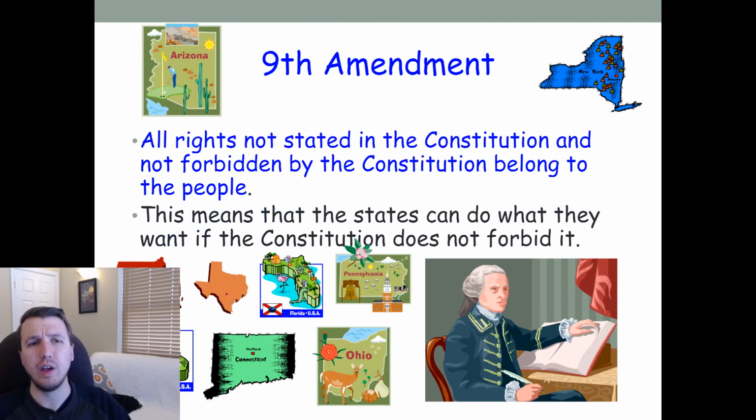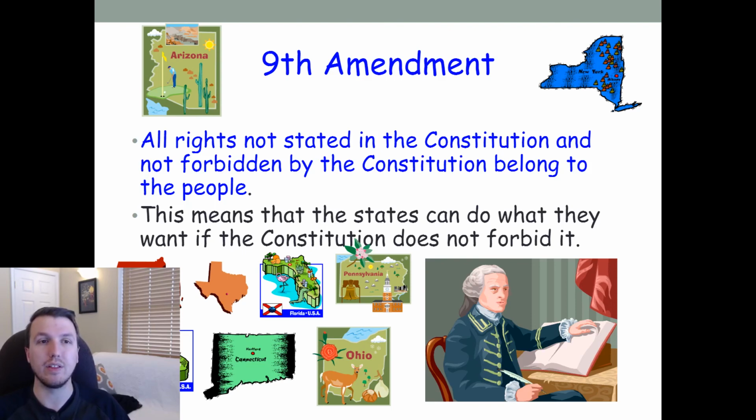Nine and 10 are kind of weird ones. Number 9 is pretty much saying all rights not stated in the Constitution belong to the people. That means that the states can do what they want if the Constitution doesn't forbid it. That's why there are weird laws about, let's say, gambling, for example. There's very few states that allow gambling. That wasn't provided in the Constitution. That wasn't provided under federal law. So states decide if they want to let people gamble.